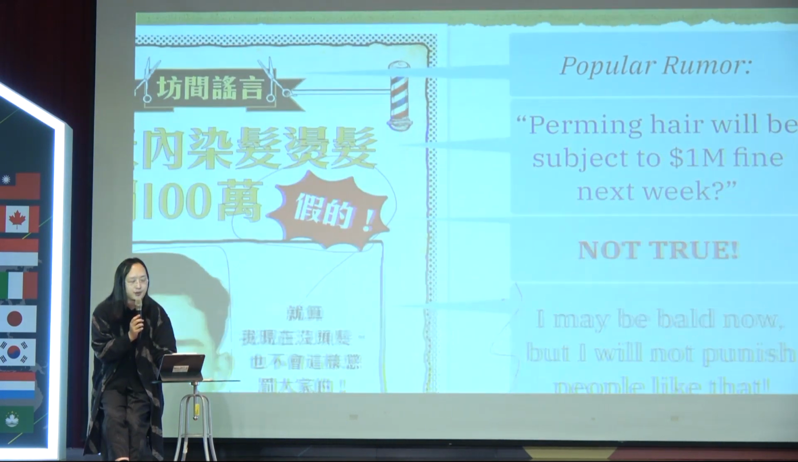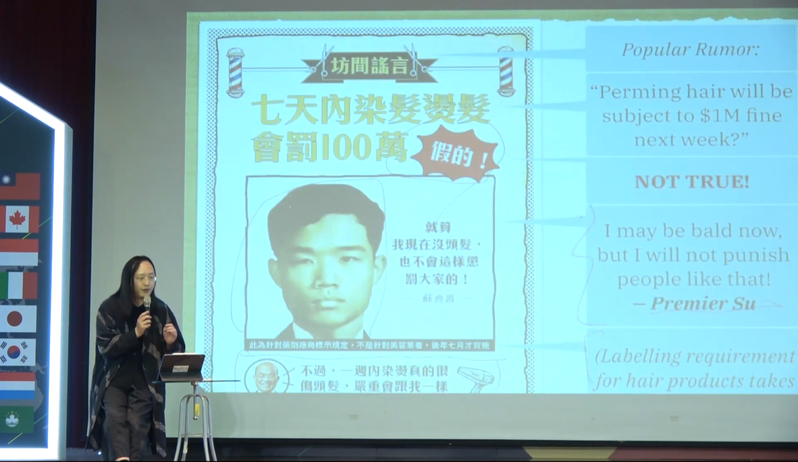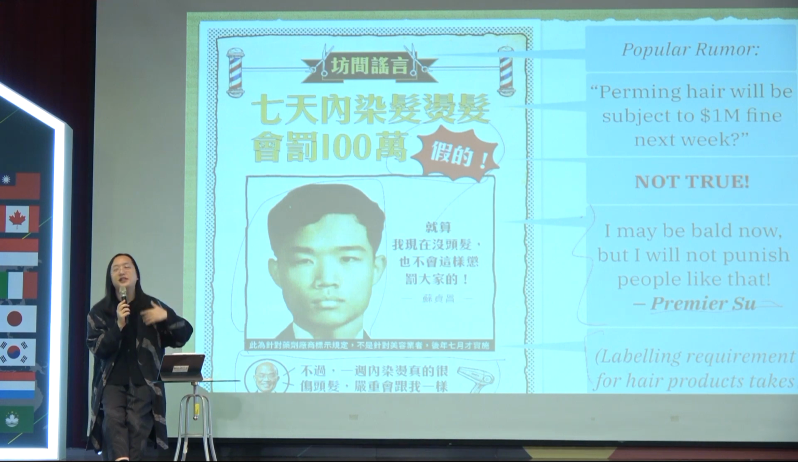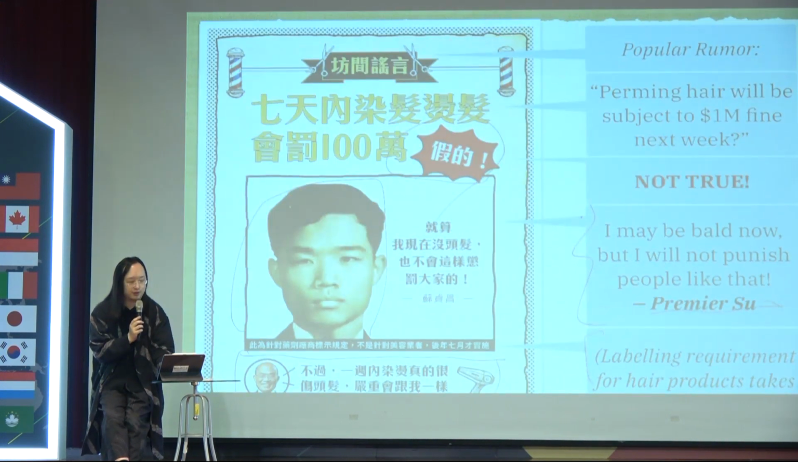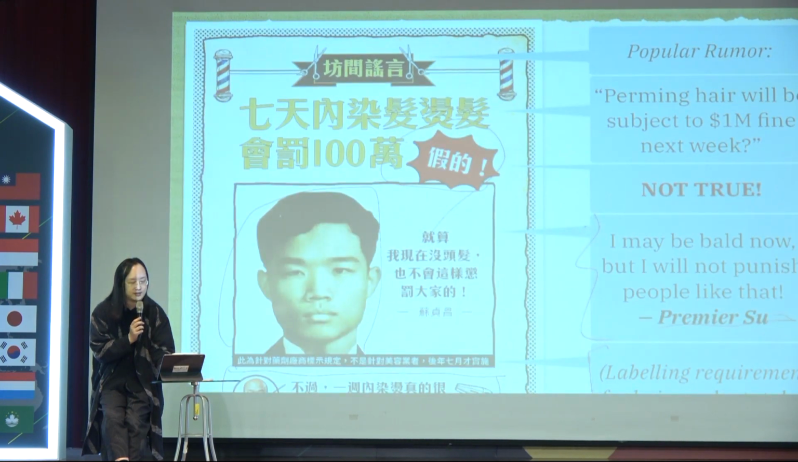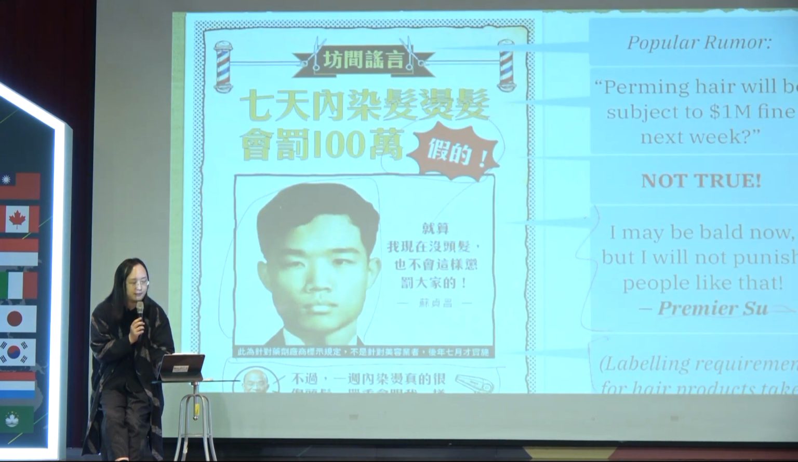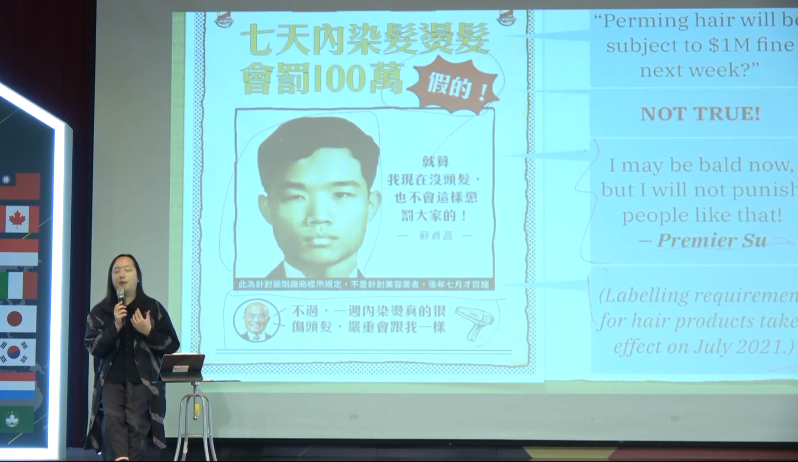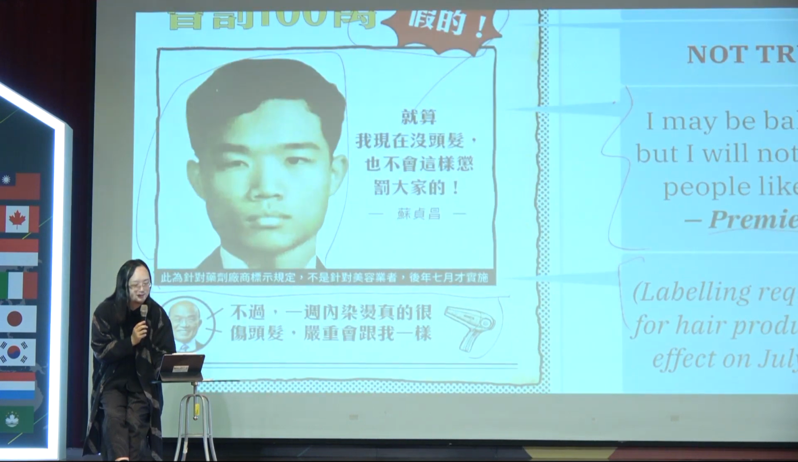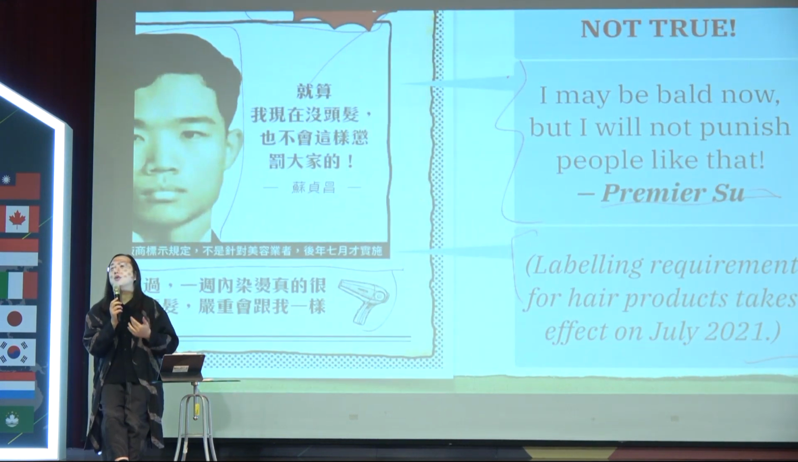For example, there was one a few months ago that says perming your hair will be subject to a $1 million fine next week. And of course, that's not true. But within 1 hour, our prime minister rolls out this internet meme that says this popular rumor is not true. And not only is it not true, there's this explanation where a young version of the premier says, even though I may be bald now, I will not punish people with hair. And then a fine print that says, we're only doing a labeling requirement for hair products starting 2021.